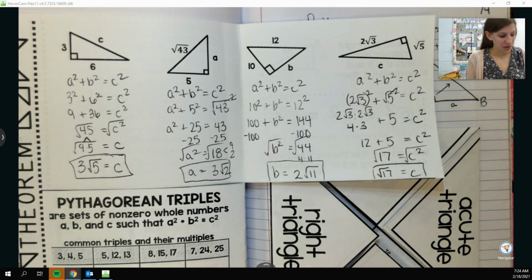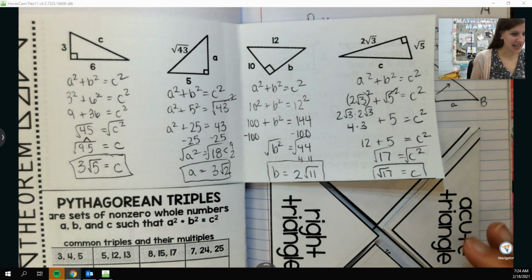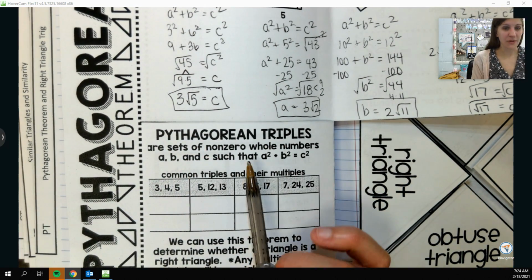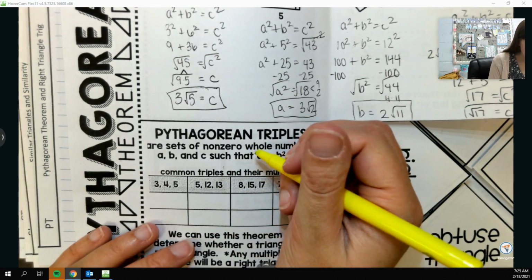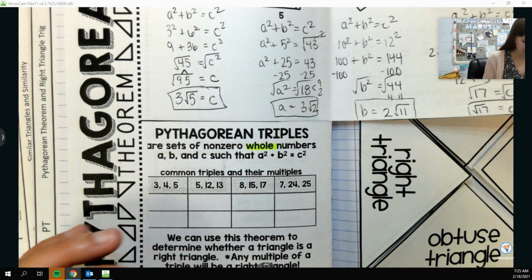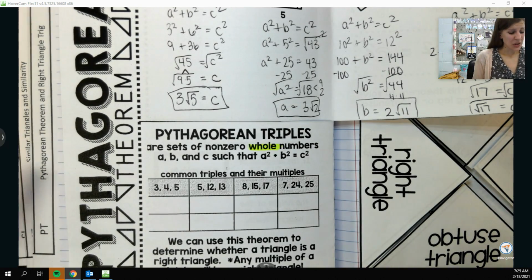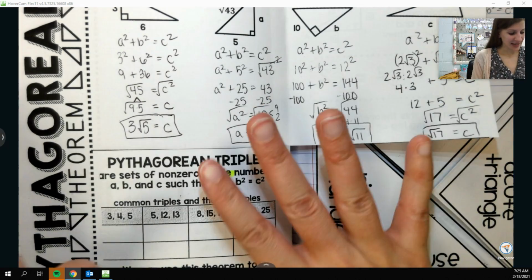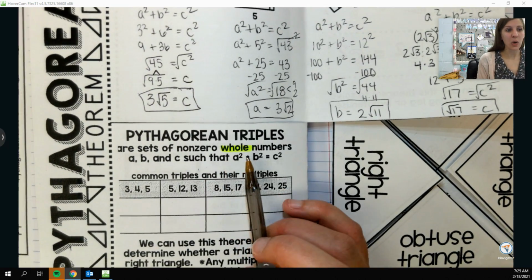Now, when we talked the other day, I said that when you're doing the Pythagorean theorem, if you have all nice numbers, then you get what's called a Pythagorean triple. So a Pythagorean triple is a set of non-zero whole numbers. So that whole part is the important part. That's what I mean by a nice number. A, B, and C, such that if I put them into the Pythagorean theorem, they work out. So all these ones that I did up here were examples of not Pythagorean triples because they all had yucky square roots or decimals in them. If you think about it that way, they're not whole numbers.